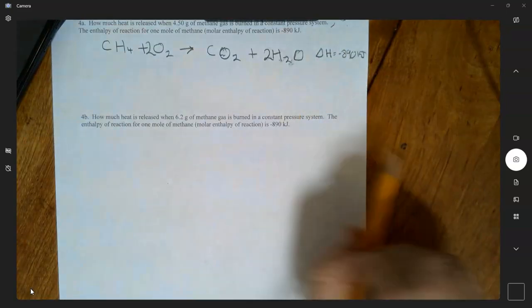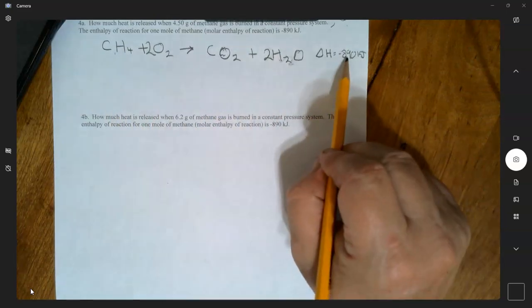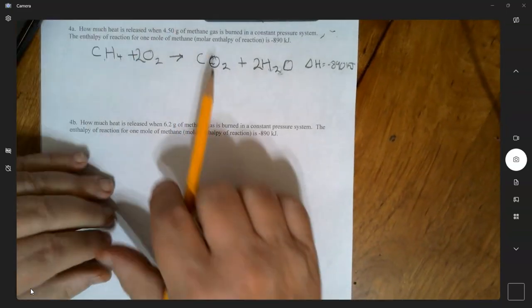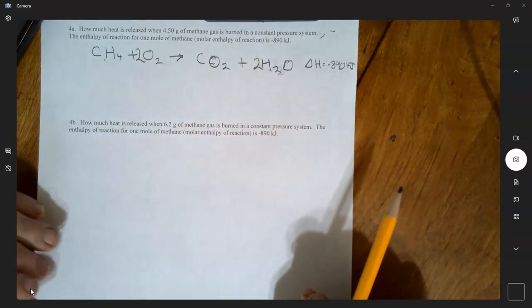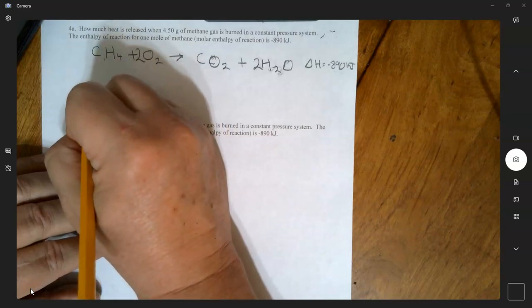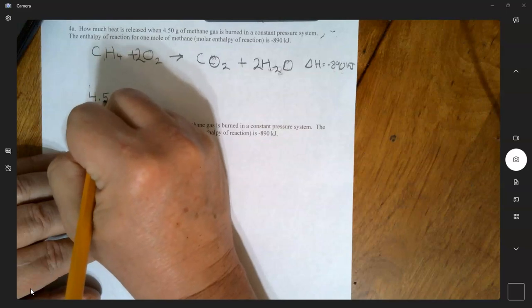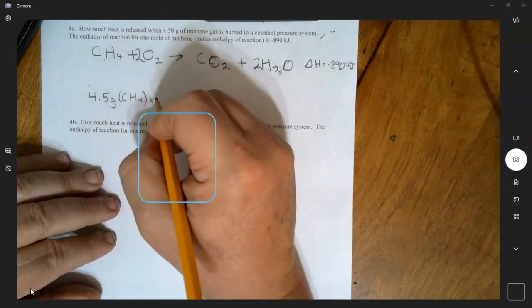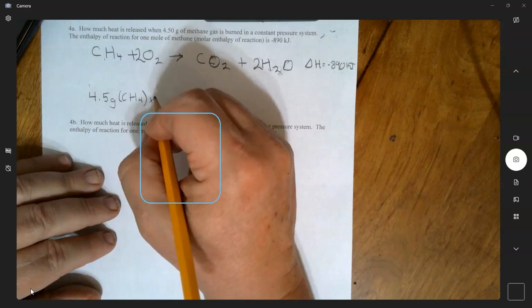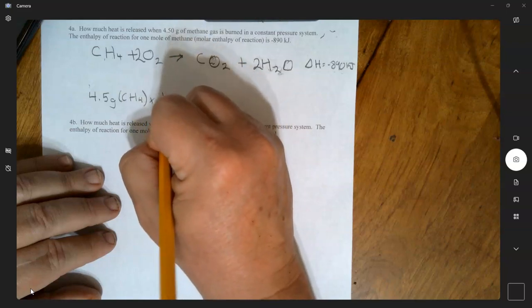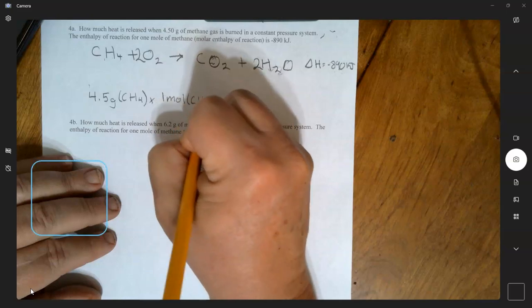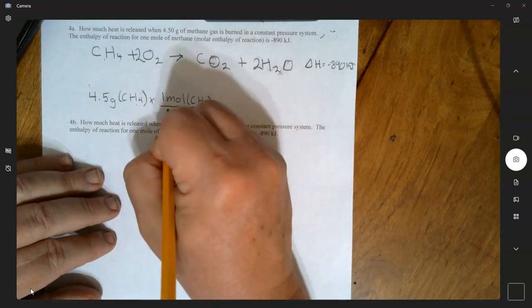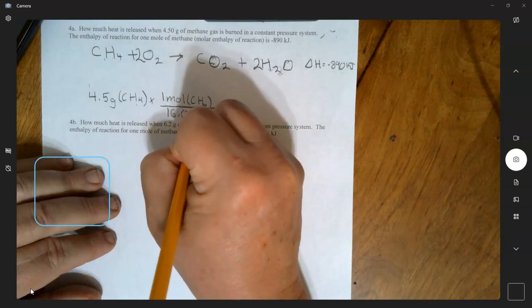Okay? So, in other words, 1 mole of CH4 produces negative 890 kilojoules of heat. But we have a different amount of CH4. We have 4.5 grams. So we need to do a molar mass conversion. Okay, so do that down here, 4.5 grams of CH4 times, and if you remember your math, it's 1 mole of CH4. This is just a simple molar mass. Carbon is 12.01. Hydrogen is 1.01. You have 4 of them. So it's going to be 16.05 grams of CH4.